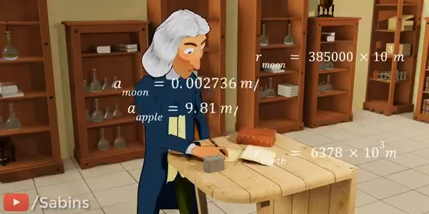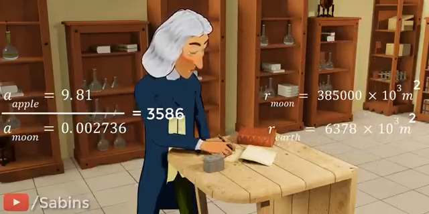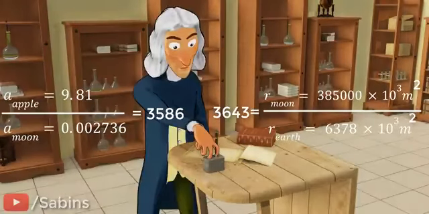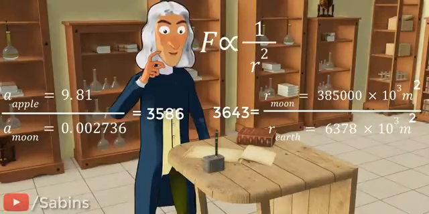Divide the acceleration values. Now, take the square of the distances and divide. Surprise! The resultant values are very close. This means the gravitational force is inversely proportional to the square of the distance between the center of the objects.